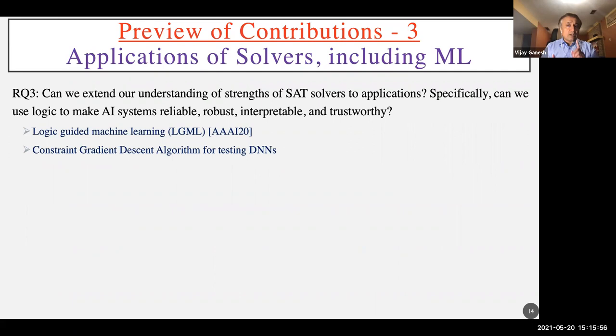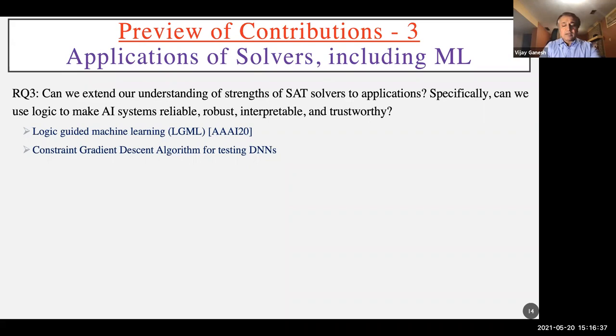As you're well aware, machine learning systems today are ubiquitous, and we use them in all kinds of settings. But the problem with machine learning systems is that while they are very good in terms of accuracy, they are bad in terms of security, reliability, robustness, interpretability, and explainability. This is where logic comes into play, because you can use logic to specify properties of machine learning systems and say, I don't want my machine learning system to be amenable to adversarial attacks or some other kind of attack. I want it to adhere to this particular specification and so on.